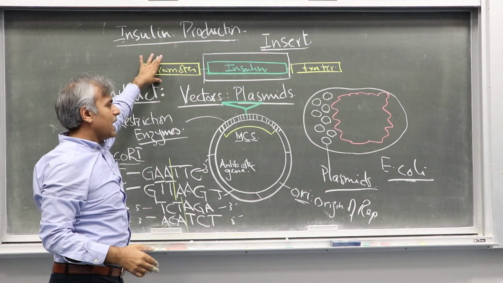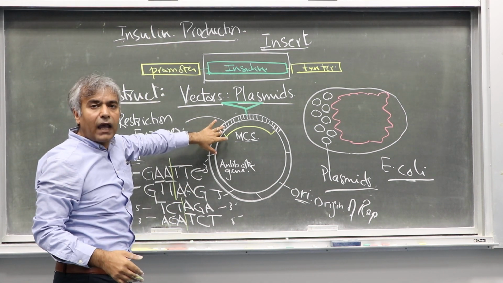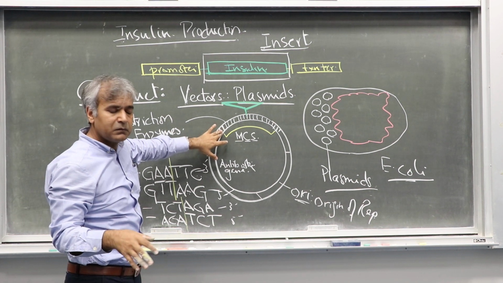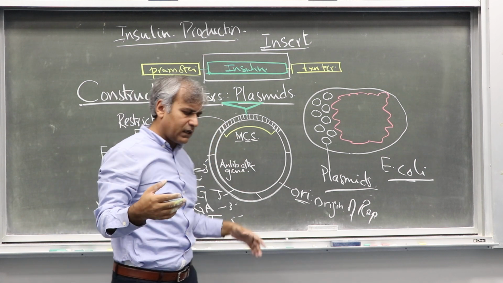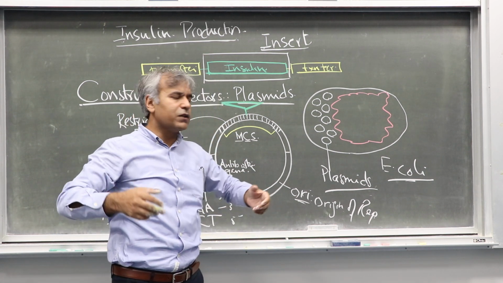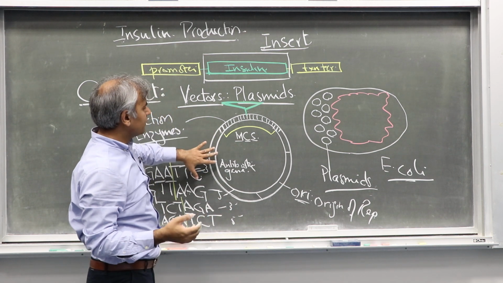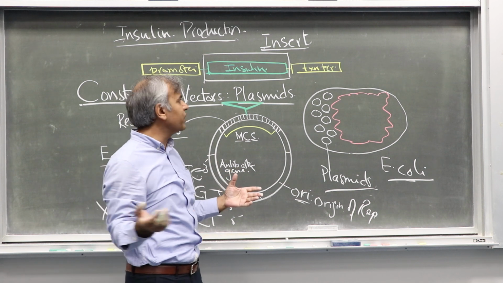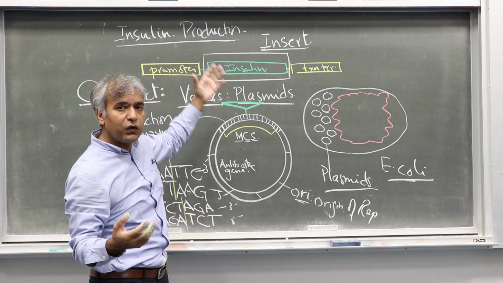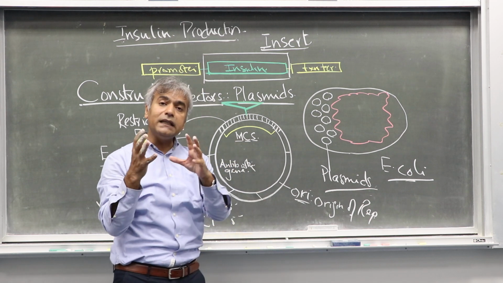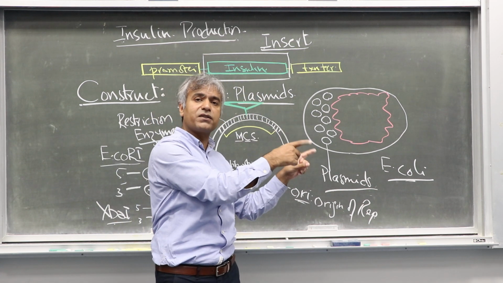So our vector must have a promoter, a bacterial promoter. Normally in bacteria we use an inducible promoter, lactose inducible promoter, and there are different strains of bacteria, very efficient strains, and once you confirm your plasmid, then you go to those expression strains.